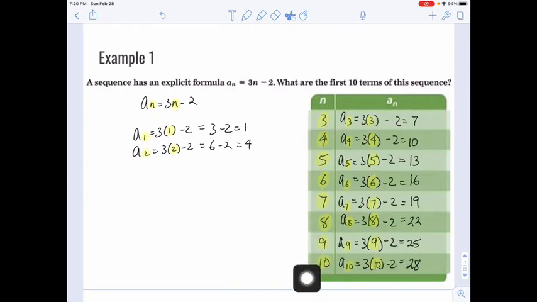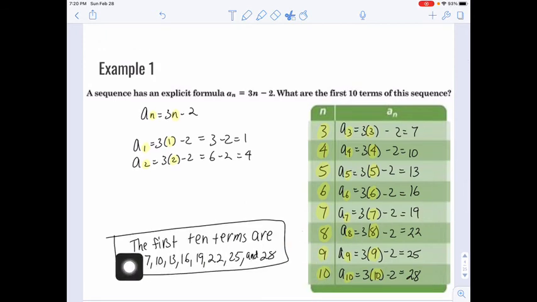Following the same steps, for the remaining 8 terms, we have the third term will be 7, the fourth term is 10, the fifth term is 13, the sixth term is 16, seventh term is 19, eighth term is 22, ninth term is 25, and the 10th term is 28. Therefore, the first 10 terms are 1, 4, 7, 10, 13, 16, 19, 22, 25, and 28.